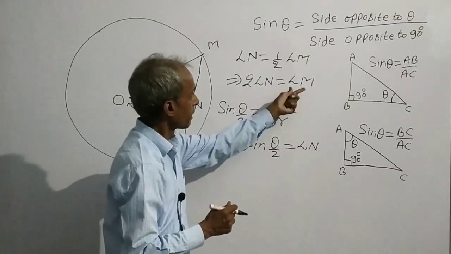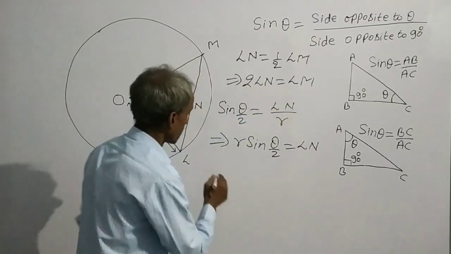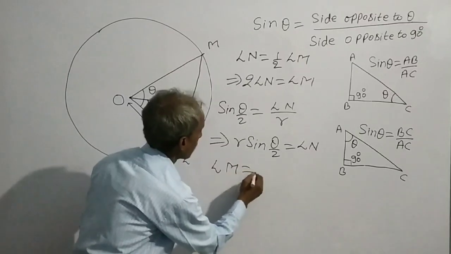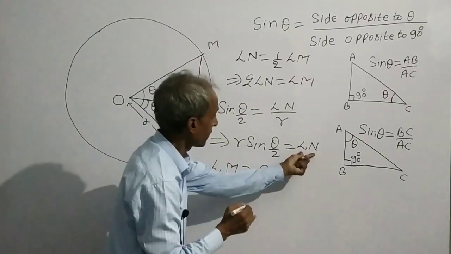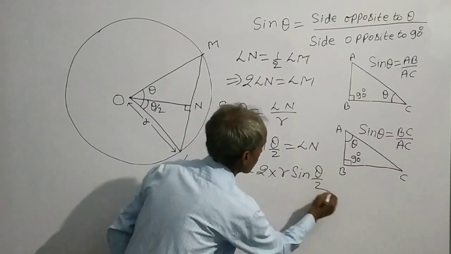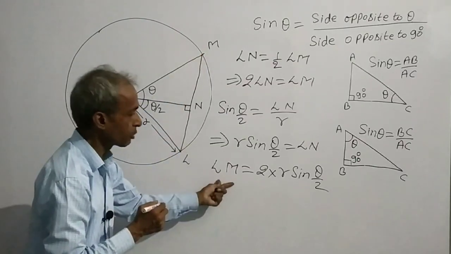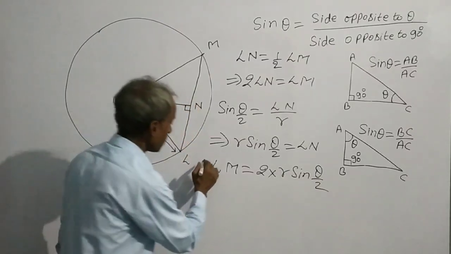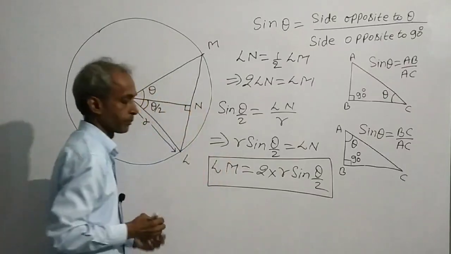But Lm is equal to 2 times Ln, which is 2 times R sin theta by 2. That is, the length of chord Lm will be equal to 2r sin theta by 2. We will use this result in solving the problem.